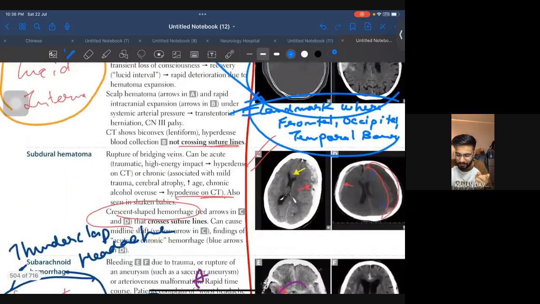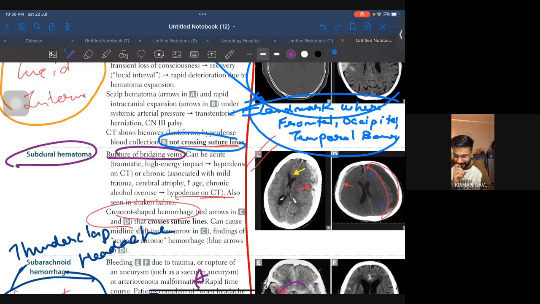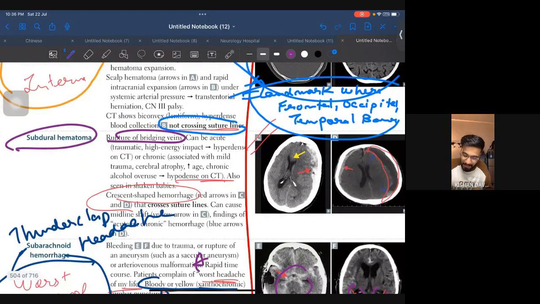Another thing is you can use it not crossing shooter line. Shooter line cross नहीं करेगा. Okay. Coming to subdural hematoma. Now in subdural hematoma, rupture of bridging vein. Bridging vein is important. यहाँ पे भी they can give you accident.